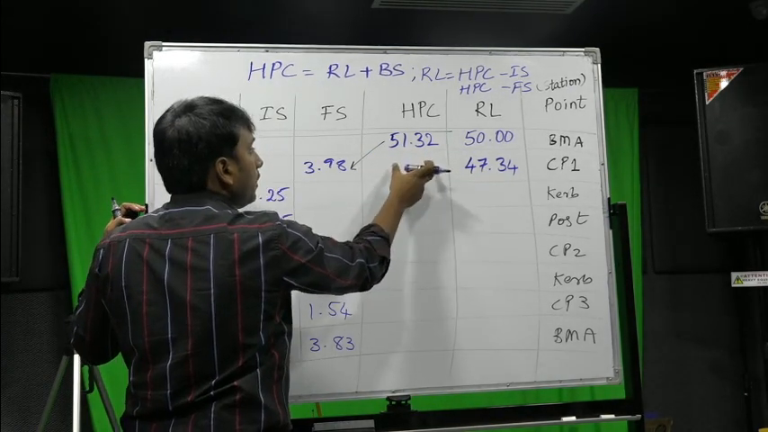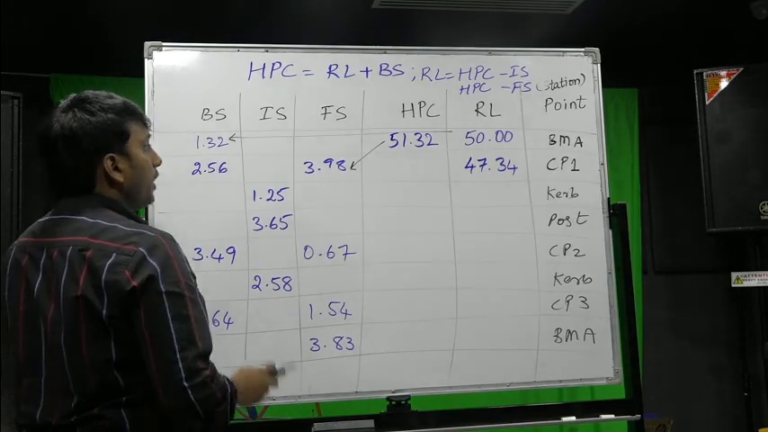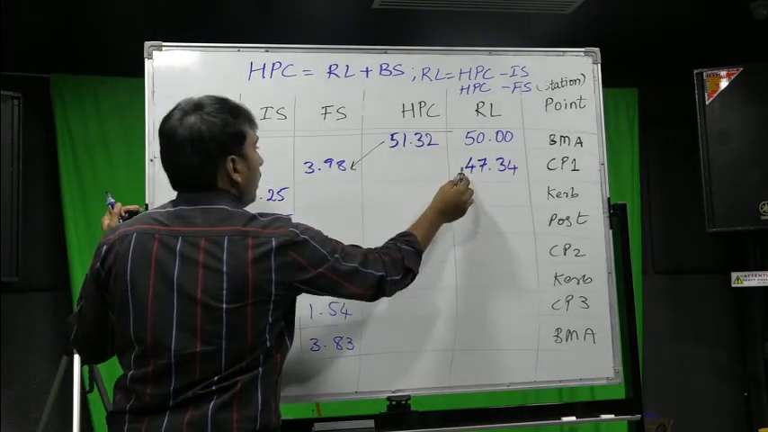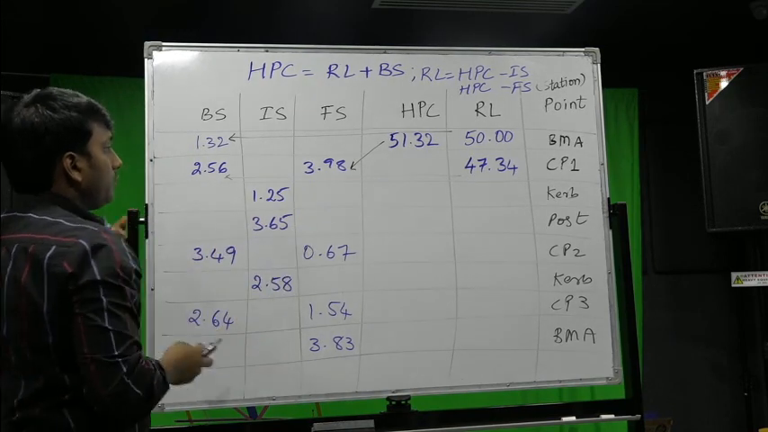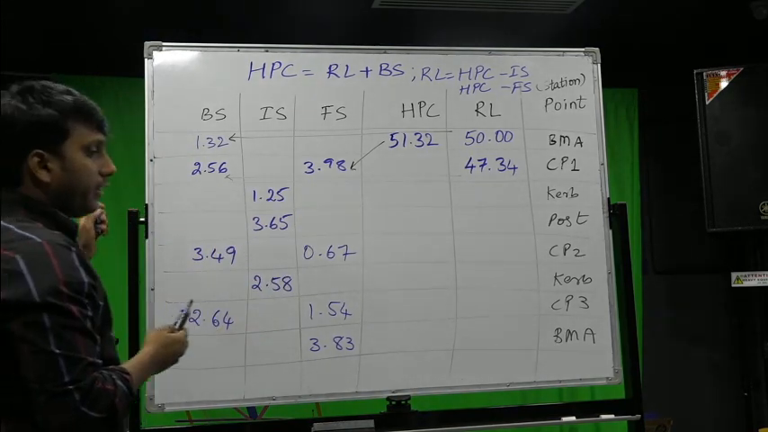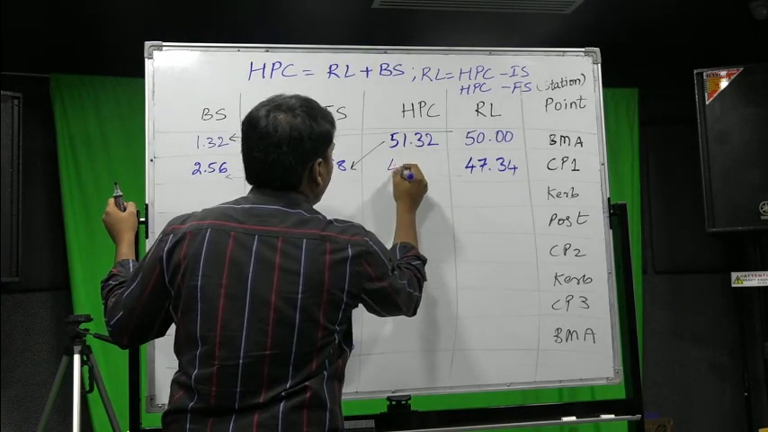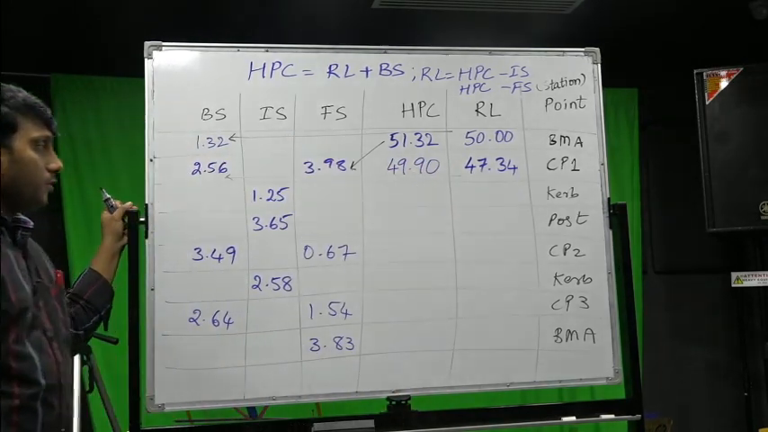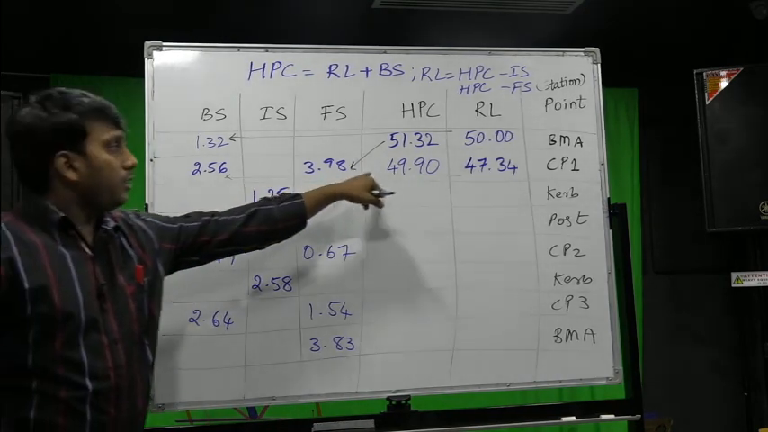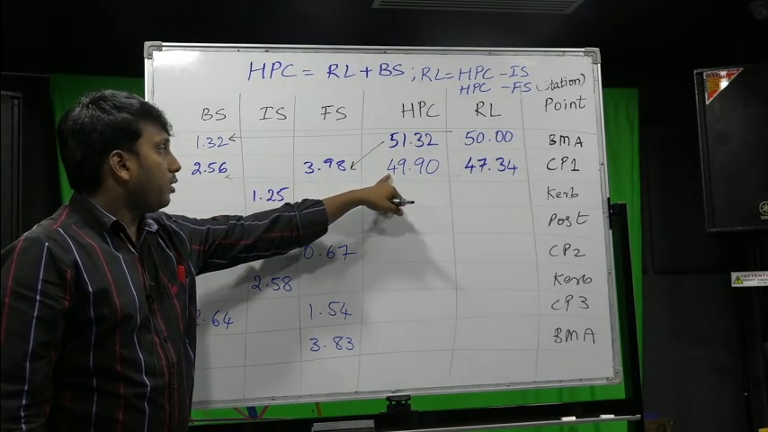Once you have calculated the RL, you have backsight here, which means the instrument is changed. So you need to calculate the HPC here. To calculate HPC again, RL plus backsight: 47.34 plus 2.56, the value is 49.90. So from here you got the height of plane collimation.